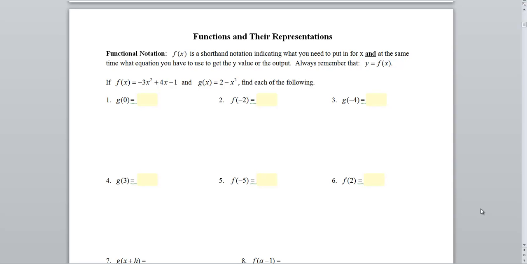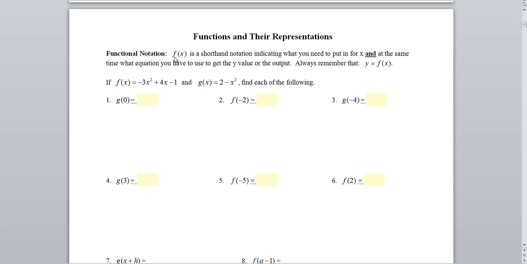Now we look at functions and their representations. First thing we look at is functional notation. I have got f of x. This is f of x. It's a shorthand notation indicating what you need to put in for x, sometimes a number, sometimes another variable, and at the same time what equation you have to use to get the y value or the output.